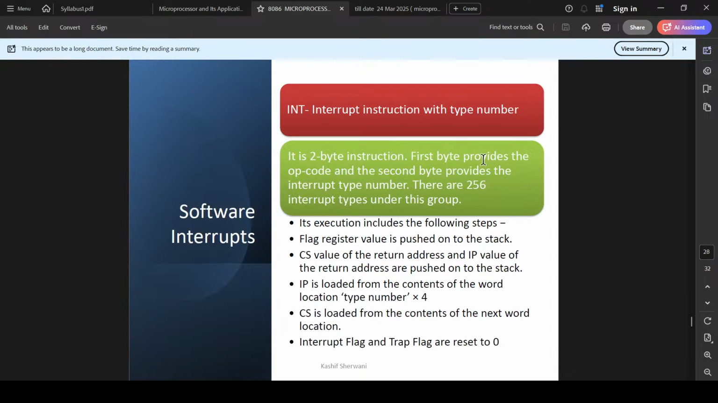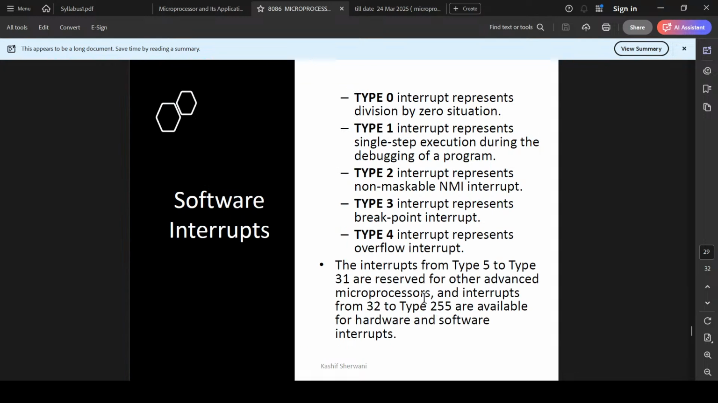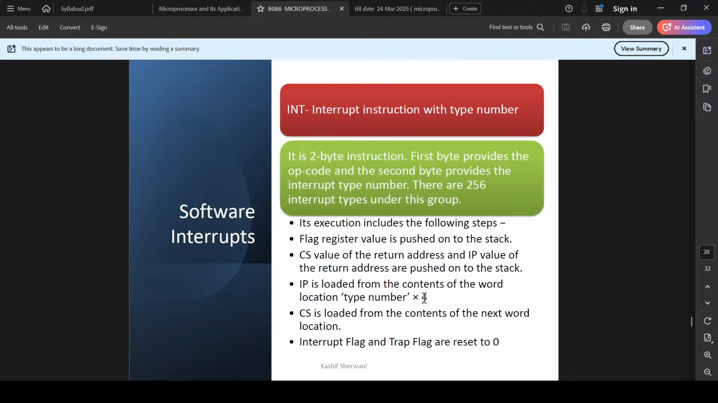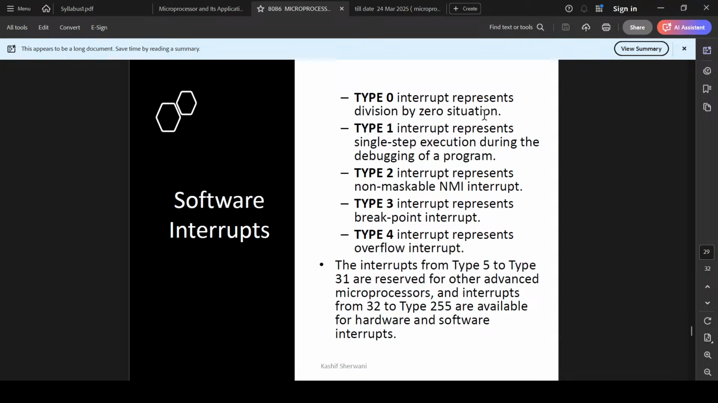Next, software interrupts. Let's study about the software interrupts now. The software interrupt instruction with a type number is a 2 byte instruction. The flag register value is pushed on the stack, the CS value is pushed, and IP is loaded from the type number location. Same thing.